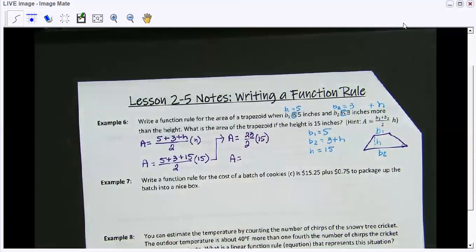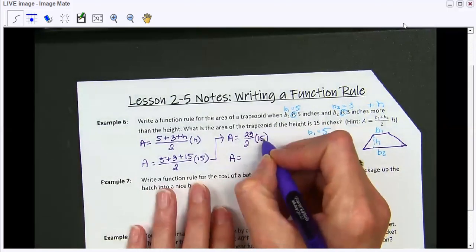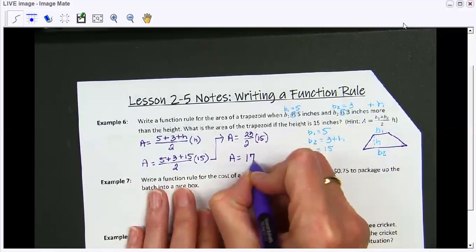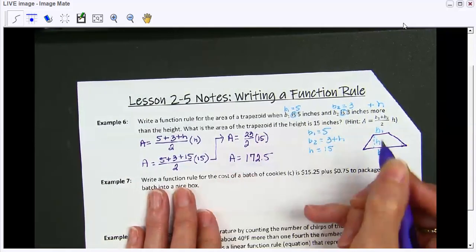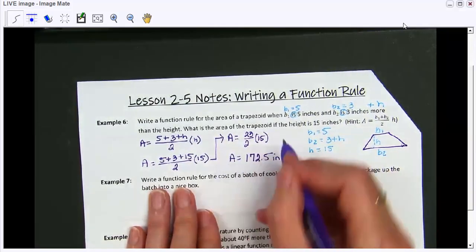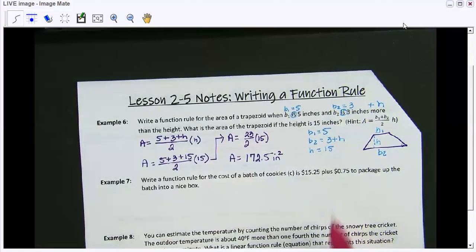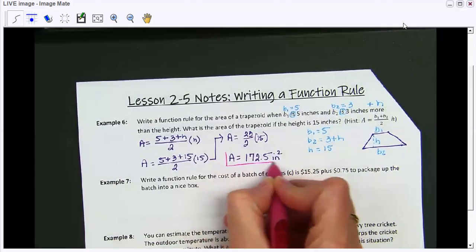So we get 11.5 times 15, and that gives us 172.5. Our units are inches. And because we're dealing with area, it's in squared units. Okay. So that would be our final answer right here.